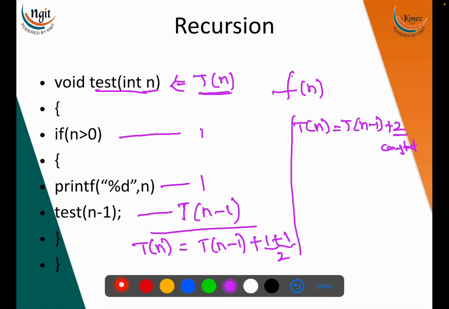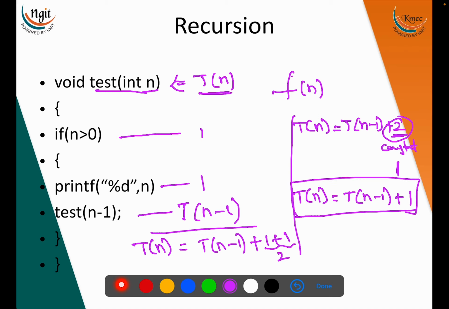If you remember the first video of this lecture, there we discussed frequency count and line count method. In that we understood how to calculate the time complexity. There we wrote one point very clearly: this constant time, whether it may be 10 also, we treated as 1. So I am taking this 2 as 1. So finally T of n is equal to T of n minus 1 plus 1. This is the total time complexity for this algorithm.